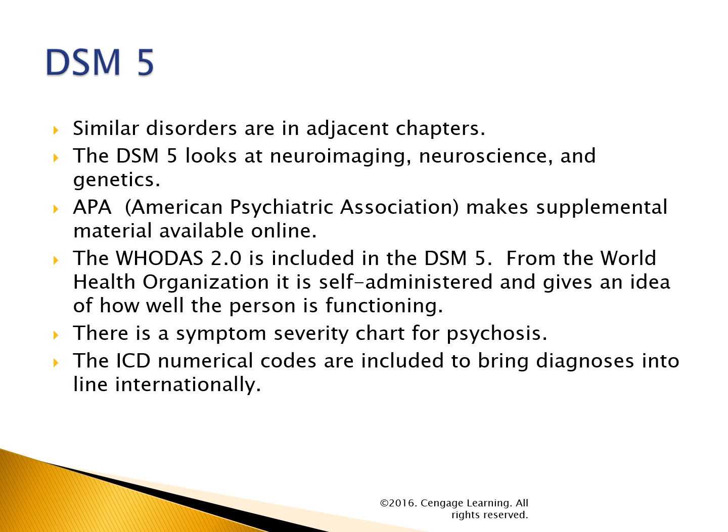DSM-5. Similar disorders are in adjacent chapters. The DSM-5 looks at neuroimaging, neuroscience, and genetics. APA, the American Psychiatric Association, makes supplemental material available online. The WHODAS 2.0 is included in the DSM-5. From the World Health Organization, it is self-administered and gives an idea of how well the person is functioning. There is a symptom severity chart for psychosis. The ICD numeral codes are included to bring diagnoses into line internationally.